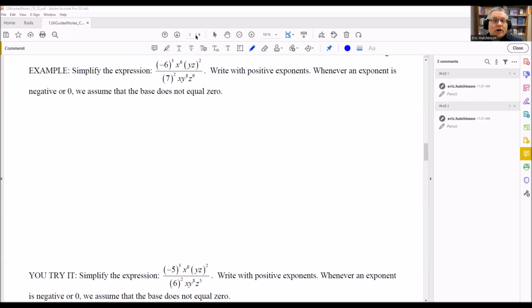For this problem, we want to raise any kind of powers that we have. We want to do that first. And then from there, we're going to subtract the exponents. So the first part, we've got -6 to the third. And so whenever you have a negative number raised to an odd power, it's going to stay negative.